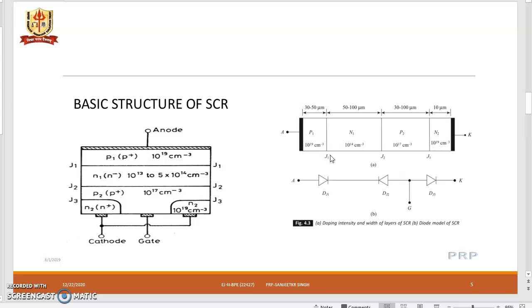And the junctions are behaving as diodes: the first diode D1 is P1 N1, N1 P2 the second diode D2, and P2 N2 the third diode D3. So in normal biasing, the anode is positive with respect to the cathode, and in that condition diodes D1 and D3 will be forward biased, whereas D2 will be reverse biased in the normal operation. So this is in the reverse bias mode.